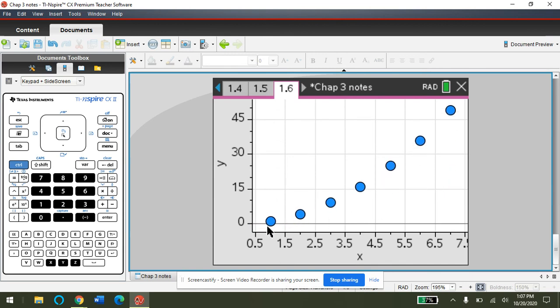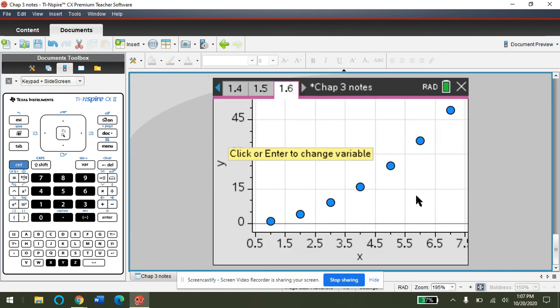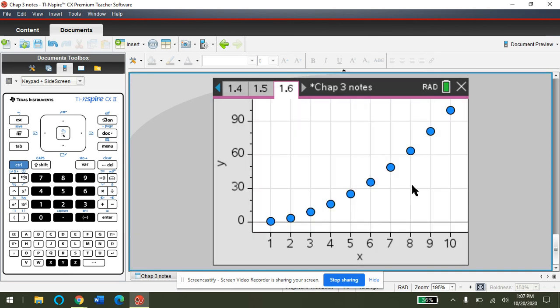Not linear. Hopefully you recognize this as half of a parabola, right? I could go back and I could add more. So I could add 8 and 64, and it gets a little more pronounced. 9 and 81. Whoops, not 841, 81. And I could do 10 and 100. Let's say I do that. Now my graph, if I just zoom data, there we go. Now we can really see that it's a parabola, half of a parabola. So this is clearly not linear.